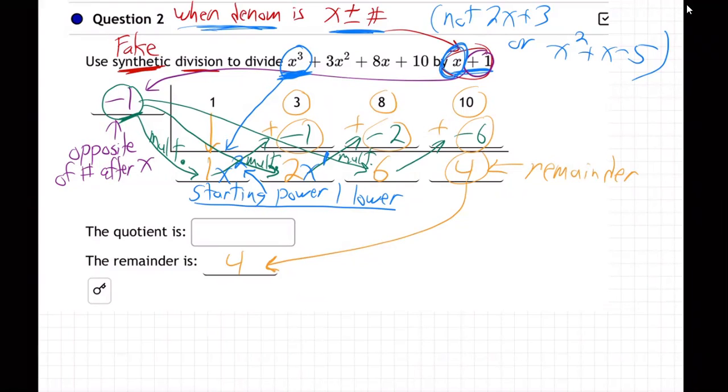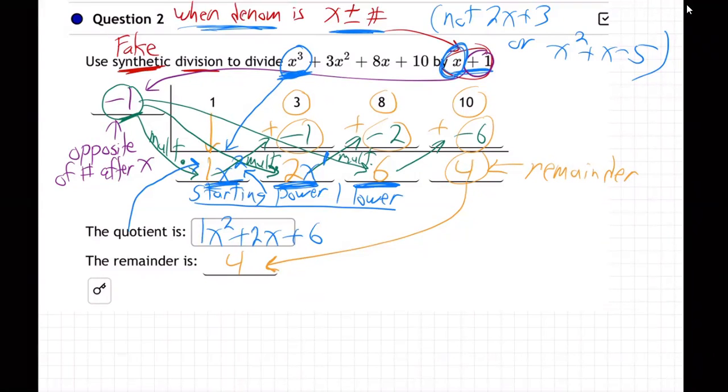So this is our answer. This is our quotient right here. Meaning what? It's 1x squared plus 2x plus 6. It's these 3 terms. If any of them had been negative, it would be minus instead of plus. So there's our quotient. There's our remainder.